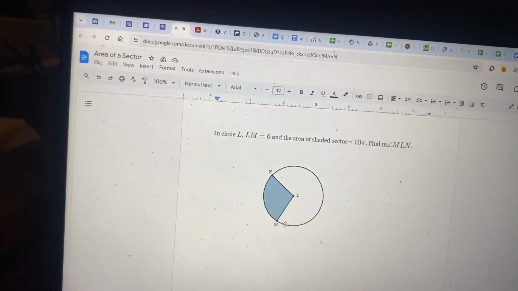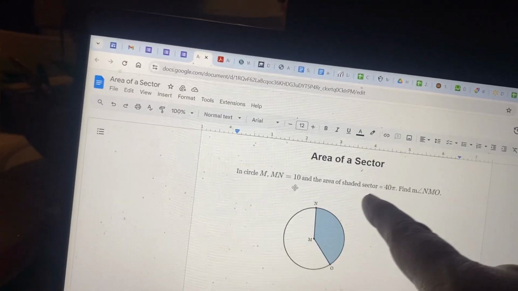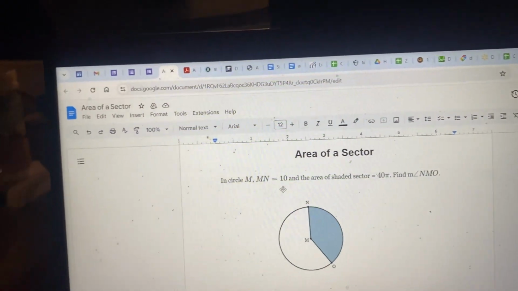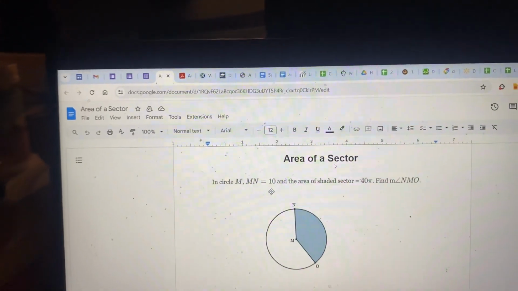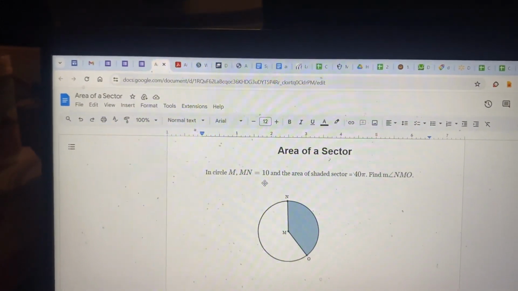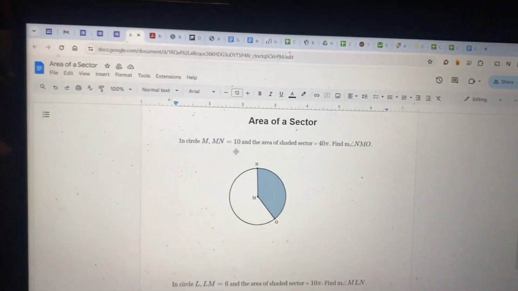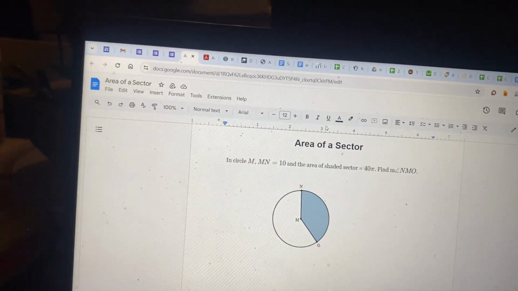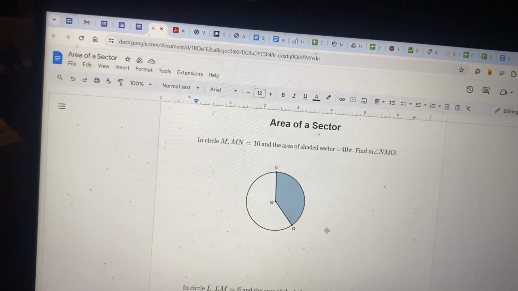Okay, these others are going to work kind of the same way. Either my radius is 10 and the area of my shaded sector is 40 pi. Find the angle. So 10 squared would be 100. So we're at 40 out of 100, which is 4 out of 10. So that's going to be 4 out of 10 is equal to x out of 360. So that'd be 36 times 4, so 144. This would be a 144-degree angle.